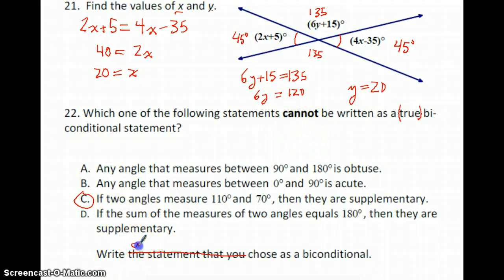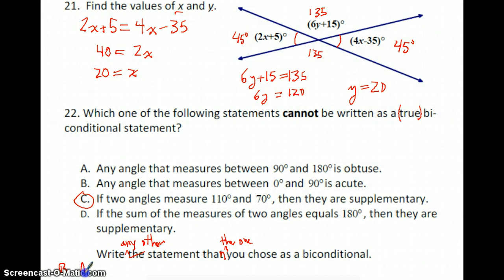So I changed this in class to write any other statement than the one you chose, just so we can practice this. Then it'll work. So I'm going to say, how about B, because it's nice and short.